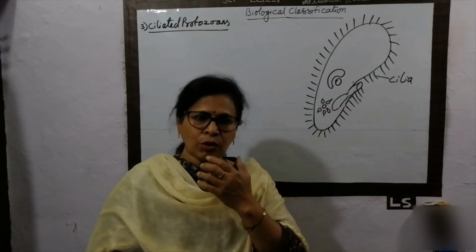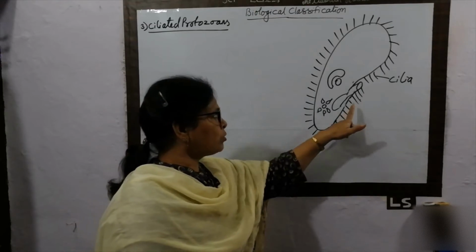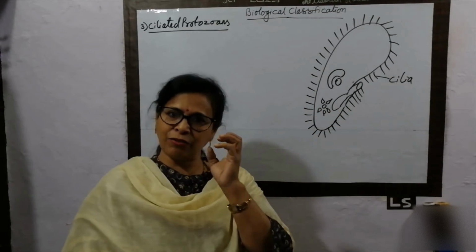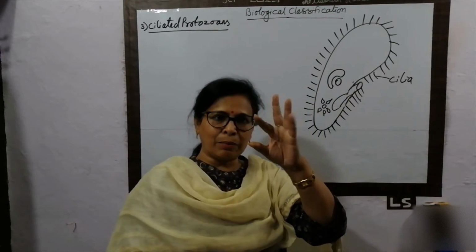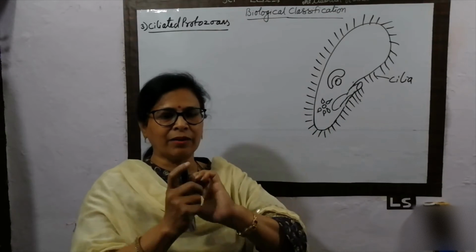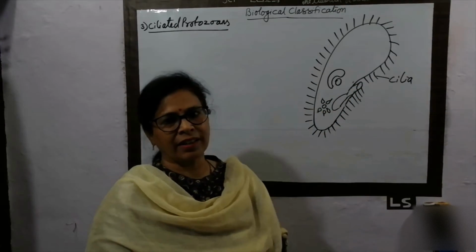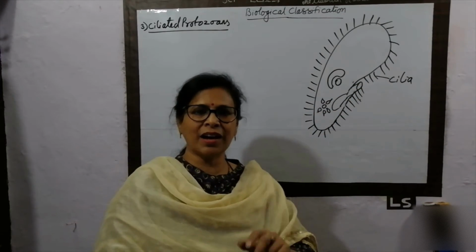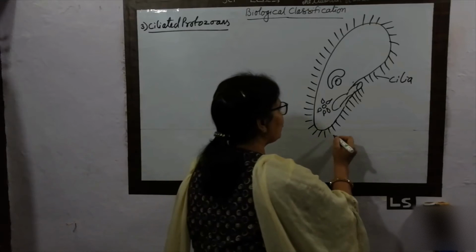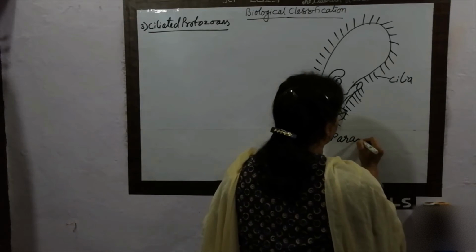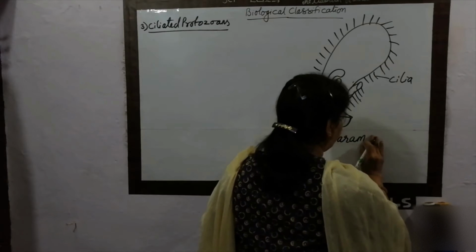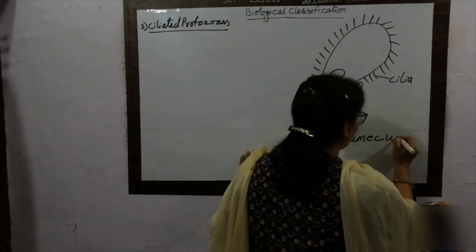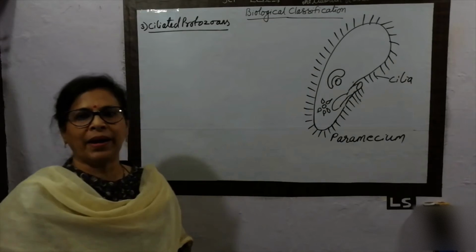Cilia are not only the locomotory organ, they also help in catching the prey. When any food particle comes close to this area, the cilia start vibrating like anything, collect that food particle and engulf it inside the mouth cavity. So this is Paramecium, the example of ciliated protozoa.